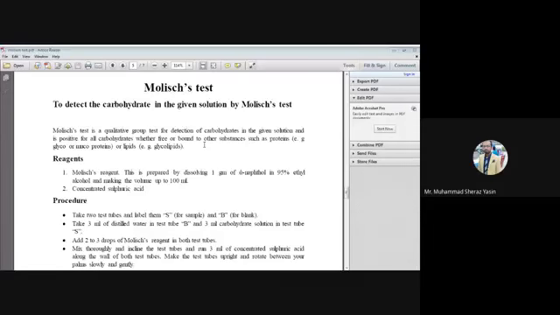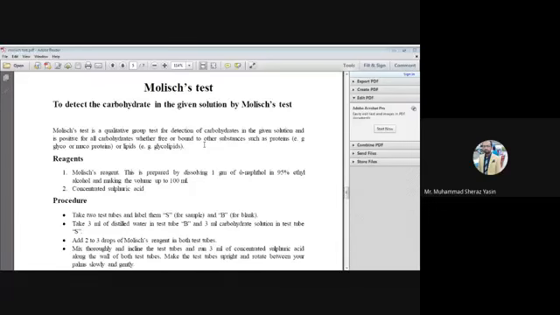So it's a qualitative test. We can just detect presence and absence of carbohydrates in your given sample solution. We cannot go with the estimation of amount of carbohydrates in the sample. That's why it's a qualitative group test. It's a very general test, and you can detect carbohydrates by using this test in any sample.